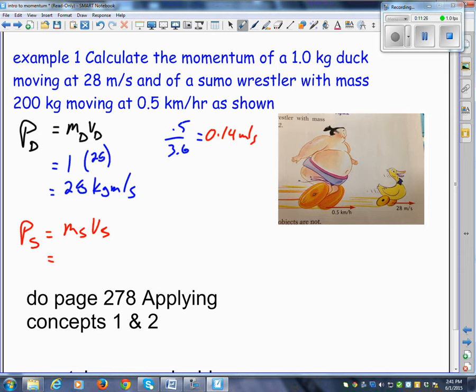And now momentum of the sumo is mass of sumo times velocity of sumo. He weighs 200 kilos times 0.14. And what do you know? It's 28 kilogram meters per second. They're the same.